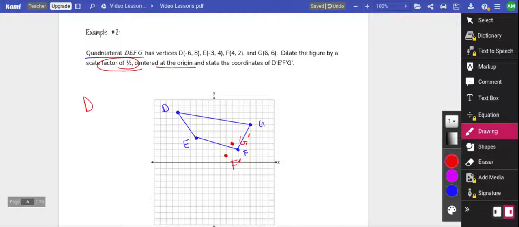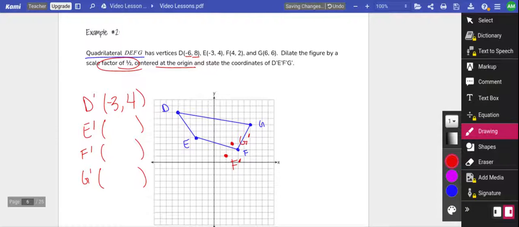Now for point D, I'm going to multiply. D and E, I'm going to multiply. So for D, the point was originally (-6, 8). So I'm going to multiply that by my scale factor. -6 times 1/2 is -3. 8 times 1/2 is +4. And I can plot that point. Oh, look, it just so happens to be right on point E.